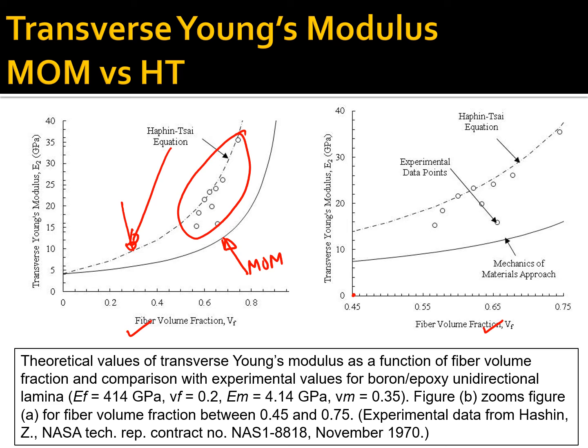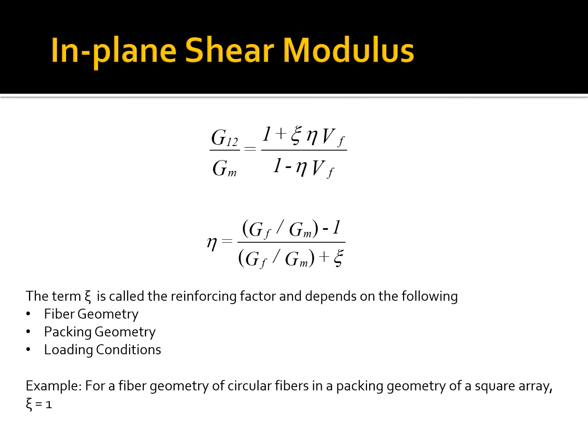This curve is the mechanics of materials approach, and this curve is the Halpin Tsai equations, and then the circles which you see all around here are the experimental data points. It still has issues at certain fiber volume fractions, but it is better than what you are getting for your mechanics of materials approach. So that's what we get for the transverse Young's modulus comparing mechanics of materials approach versus the Halpin Tsai equations.